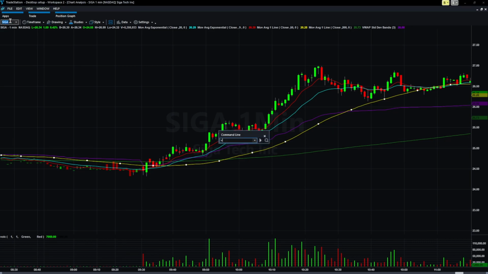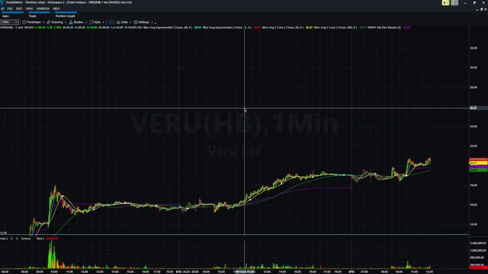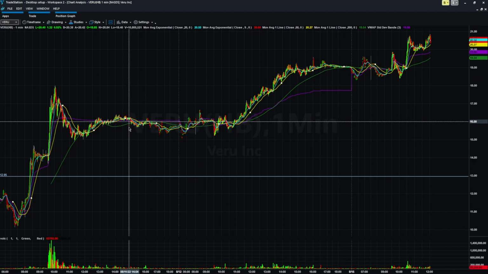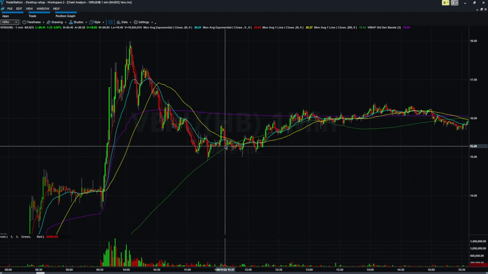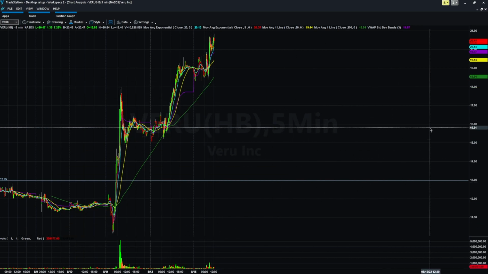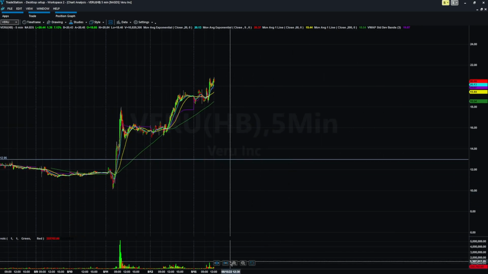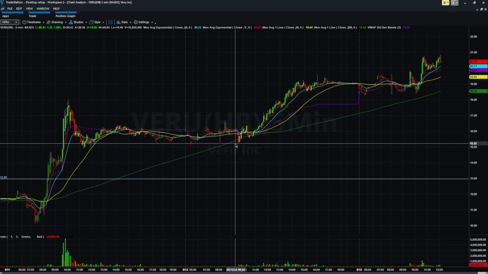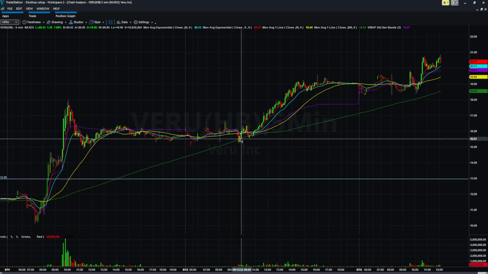Veru is another one that's been running lately. It's probably the same scenario. And I do not like this stock the way it acts. But if you're looking for entries, look for entries near the EMAs, near the trend lines, and then try to ride your stops up. If your stops get wicked out and the trend fails, then you did the right thing. If it gets wicked out and it holds the pattern, you can always get back in.